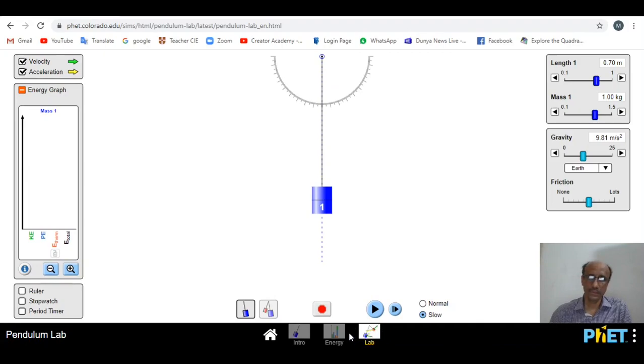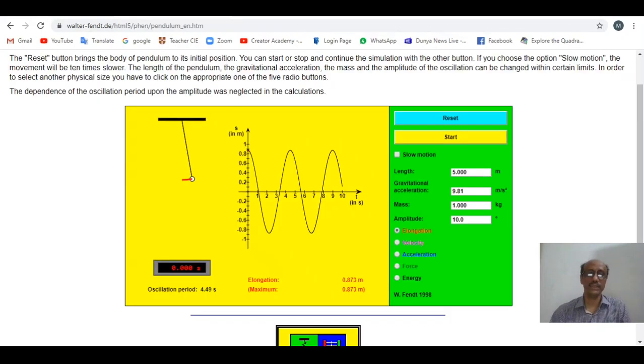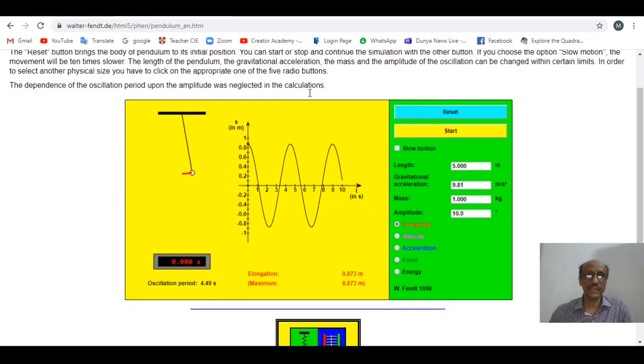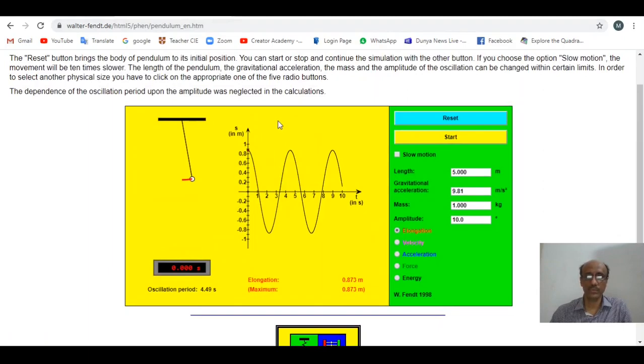And then we are done with the part related to energy. Now we will move towards the next one, animations. I have taken this animation from walter-fendt.de, and I'm really happy that you also gave me the permission to use the animations. So let me start.